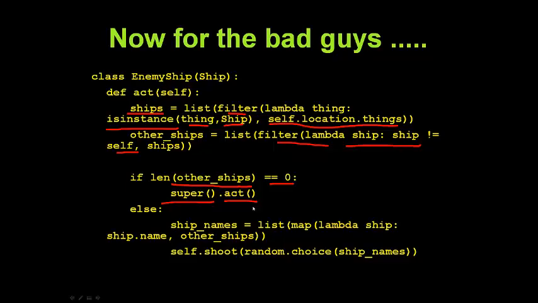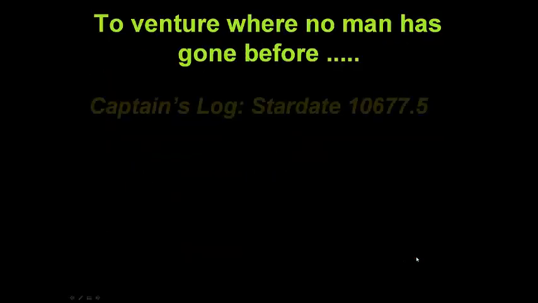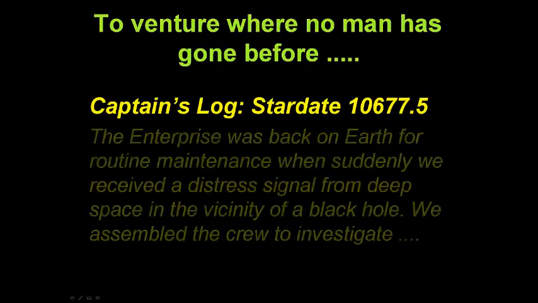So essentially, the enemy ship behaves like a normal ship: you pick a random number and you move around if there are no other ships. Now if there are other ships, if the ship name is not none, you will shoot at a random choice of ship. Okay, so let's take a look at how this thing will work.